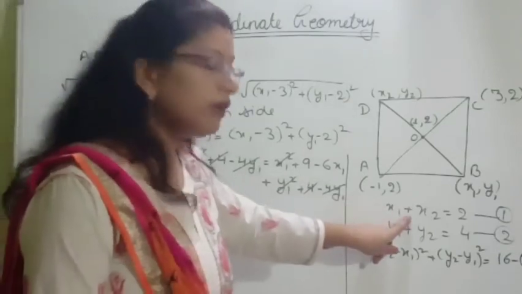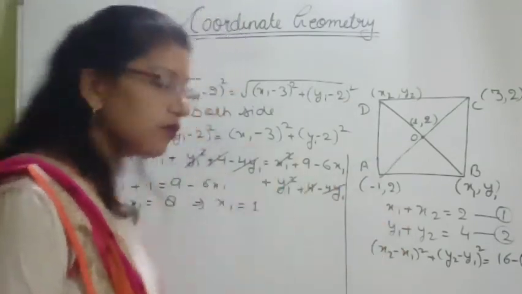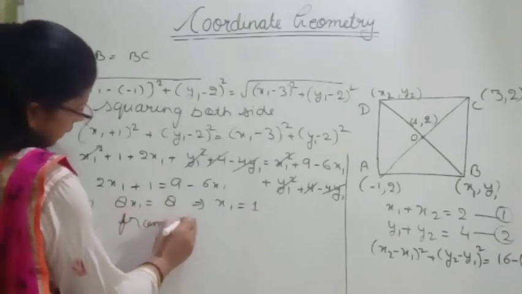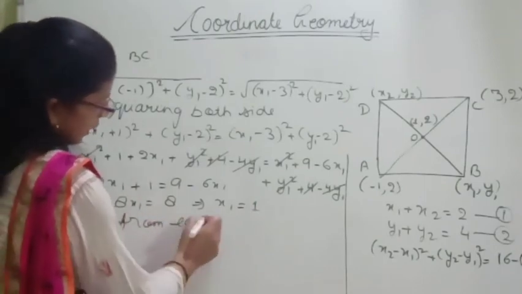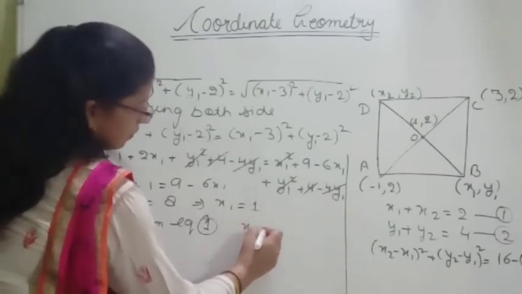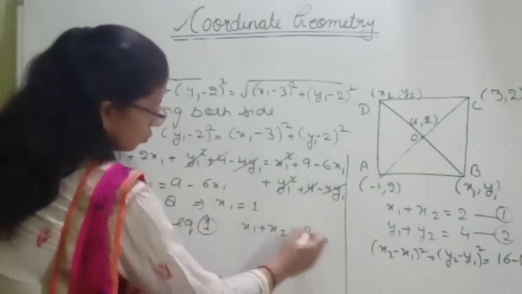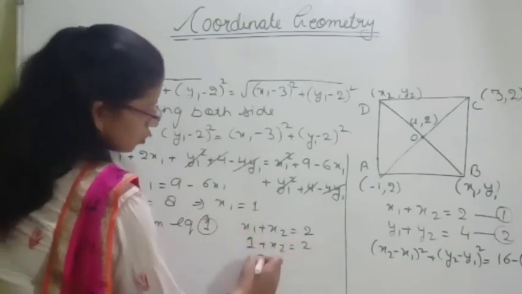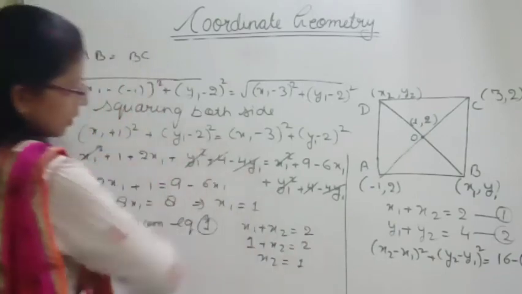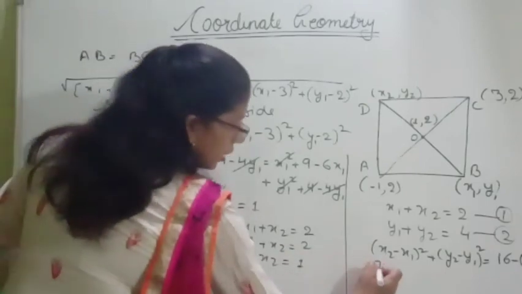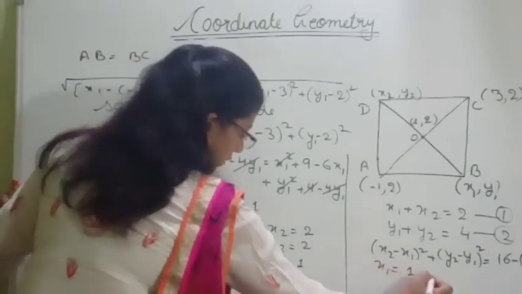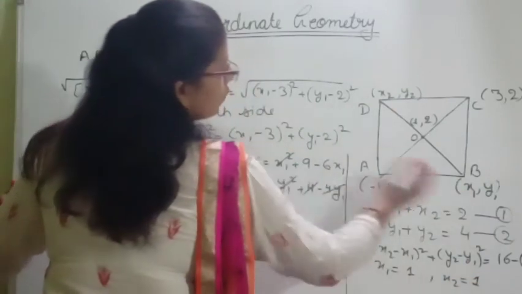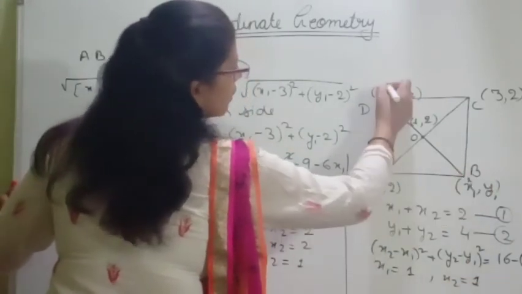So we can substitute the value in equation number 1. From equation 1, what will you get? x1 + x2 is equal to 2. So put 1 in place of x1. So 1 + x2 is equal to 2, which shows x2 is equal to 1. Now one more thing you got here: x1 is equal to 1 and x2 is equal to 1. The values of x1 and x2 have been found.